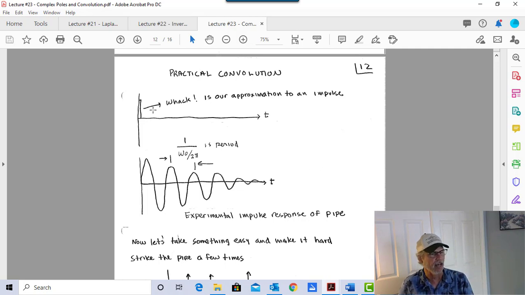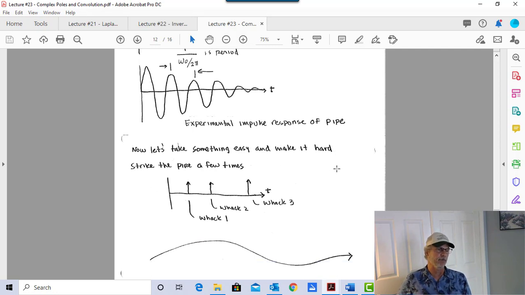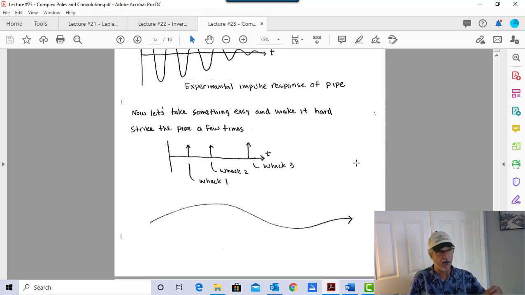It's all linked together. So you can see I took my whack and I hit the pipe and I got the experimental impulse response. Makes perfect sense. Ding! You knew that before this lecture. Now let's take that, which is easy, and let's make it hard. I'm going to strike the pipe a few times. So here I go. You can see my whack 1, whack 2, and whack 3. Ding, ding, ding.